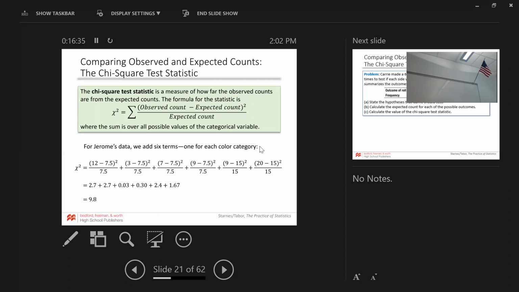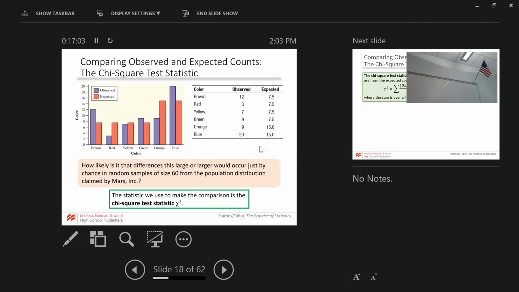Do we reject or fail to reject? We fail to reject. You only reject the null if the p-value is small. Smaller than what? Smaller than the alpha level, which is generally 5%. What does that mean? It means if we back up here, even though these are all different, there is a lack of statistical evidence that the colors don't match the advertised proportions.